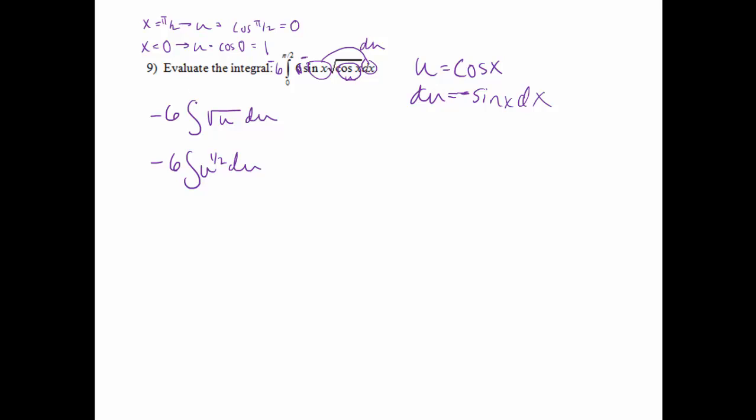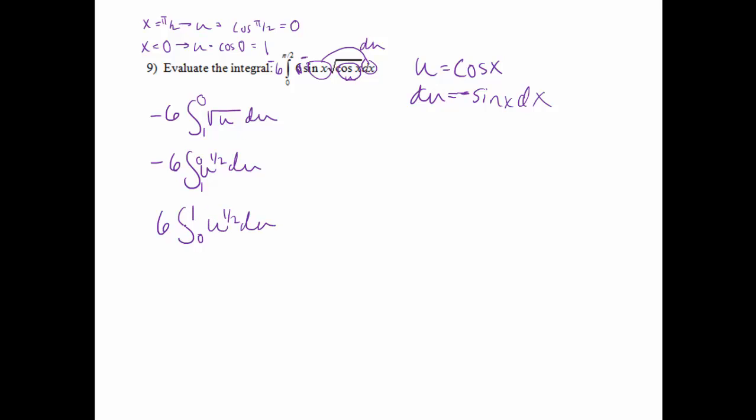So if I change my limits 0 to pi over 2 to 1 to 0 for both of those, notice I cannot go 1 to 0, so I'm actually going to take the opposite of that. So instead of being negative 6, it's going to be positive 6, the integral from 0 to 1 of u to the 1/2 du.